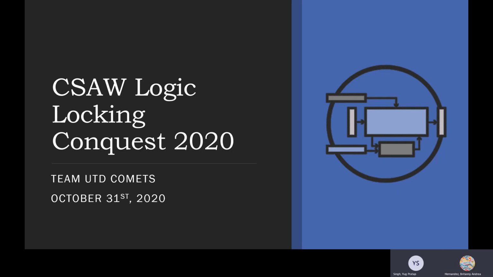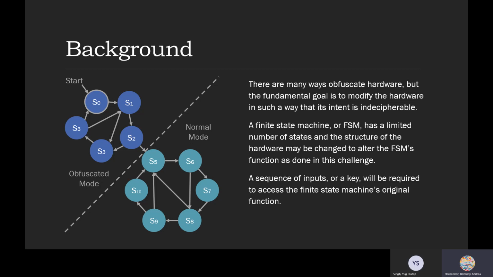Thank you, Yug. This is our background slide. It has information that helps understand our thinking and how we decided to go about solving the circuit. On the left here, we have a finite state machine, or an FSM, in both obfuscated mode and normal mode. The obfuscated mode hides the functionality of the entire FSM, while the normal mode is what the hardware is normally supposed to operate without being obfuscated.